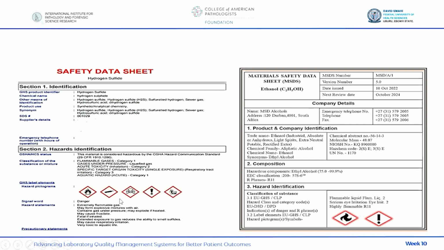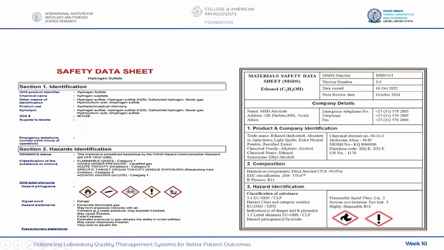Okay, then you have the pictograms, the GHS hazard pictograms. You can see here, flammable. This is flammable. This sign is saying gas under pressure. This is toxicity, acute toxicity, that too. And this is aquatic hazard, harmful to aquatic life. So the signal word is danger.